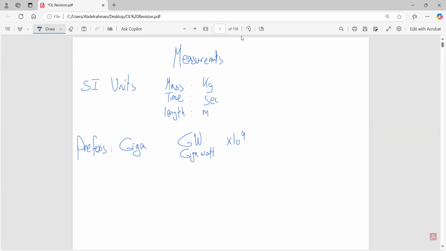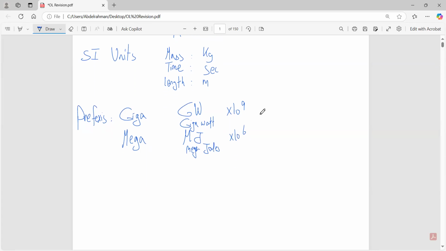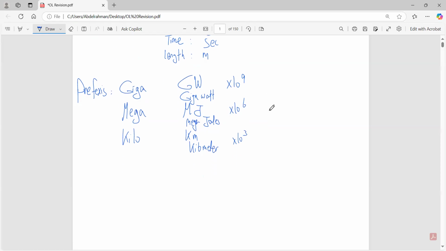Less than giga would be the mega. For example, mega joules. What does mega mean? It's times 10 to the power of 6. Kilo, of course, is more commonly used. For example, kilometer, which is times 10 to the power of 3. Giga, mega, kilo. Then we have meter or whatever the basic unit.